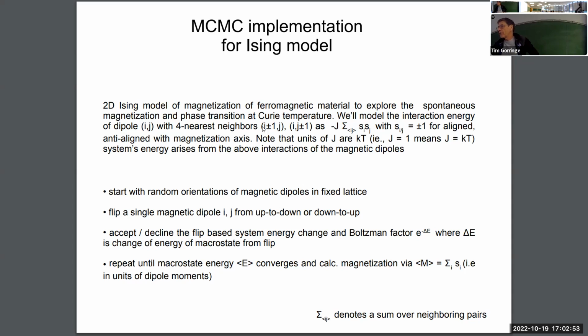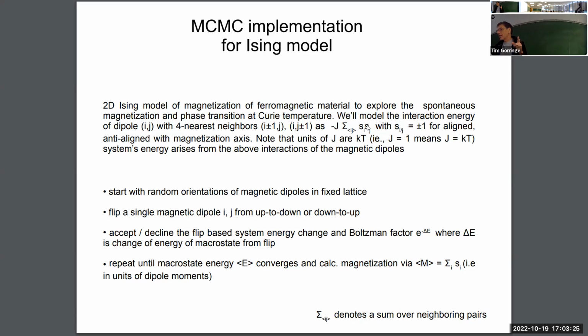So those 4 nearest neighbors, I wrote them down here. If the dipole that I'm calculating the magnetic energy of is located in the lattice at coordinates i, j, then i plus or minus 1 are the ones to the left and right, and j plus or minus 1 are the ones upstairs and downstairs. So we're going to use those. This is my equation over here on the right, the equation for the magnetic energy associated with that interaction.